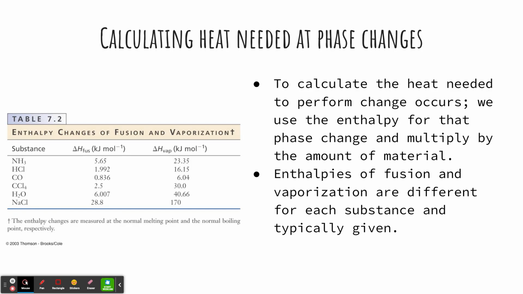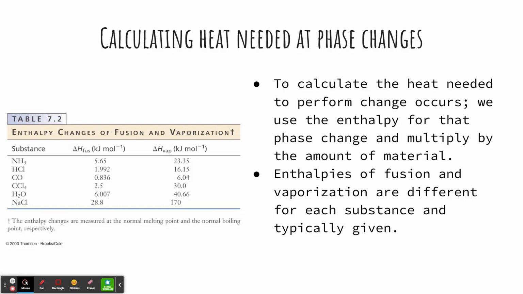Okay, so calculating the heat needed at phase change. To calculate the heat needed to perform phase changes, we use the enthalpy for that phase change and multiply it by the amount of material. That was Q equals the number of moles times the enthalpy of fusion, or Q equals the number of moles times the enthalpy of vaporization. We talked about those two equations. That was at the very first slide in this presentation.